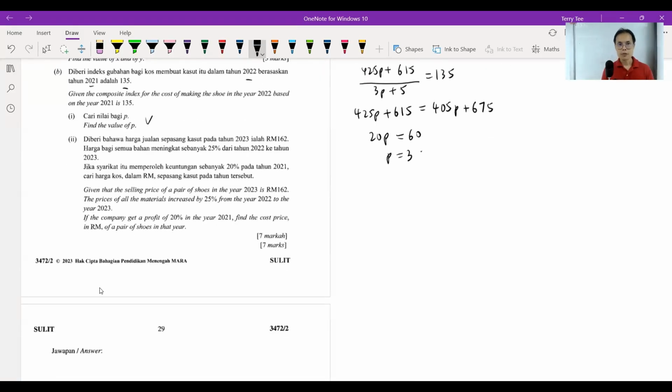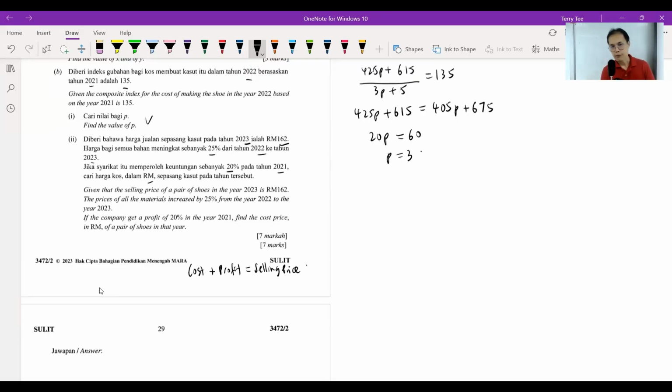Then they say, given that the selling price of a pair of shoes in the year 2023 is 162 ringgit. The prices of all materials increased by 25% from 2022 to 2023. If the company made a profit of 20% in 2021, find the cost price in that year. That means you're finding the cost in year 2021. First of all, there is a difference between cost and selling price. Cost plus profit equals selling price. Selling price is your harga jualan, and profit is keuntungan.